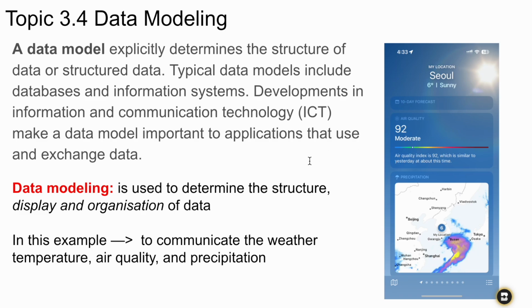So, weather data is a huge thing, and you can look at how you represent that. But data modeling is used to determine the structure and display and organization of data. So for instance, weather, temperature, air quality, precipitation, that kind of thing is all represented in this data model right here. It's showing and structuring the data, displaying it, and organizing it so that we can understand it.